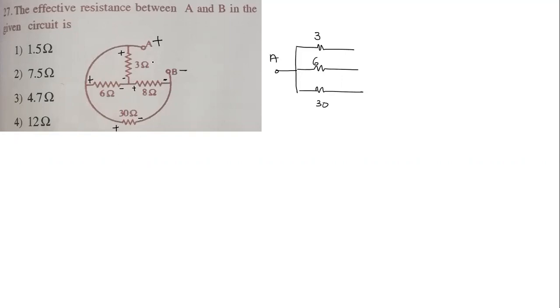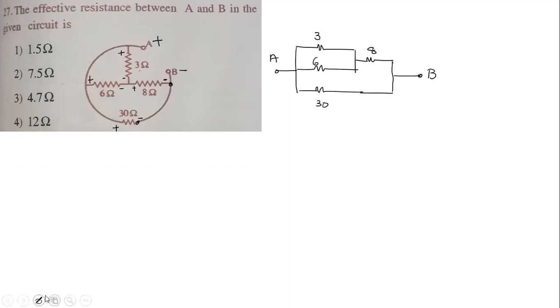Now look at this 3 ohm and 6 ohm. The other end is connected to what? 8 ohm, right? Okay, these two are connected to 8 ohm. Now the 8 ohm other end and the 30 ohm other end are connected, right? These two are connected like this. So this is point B. Now that's it. The circuit is simple.